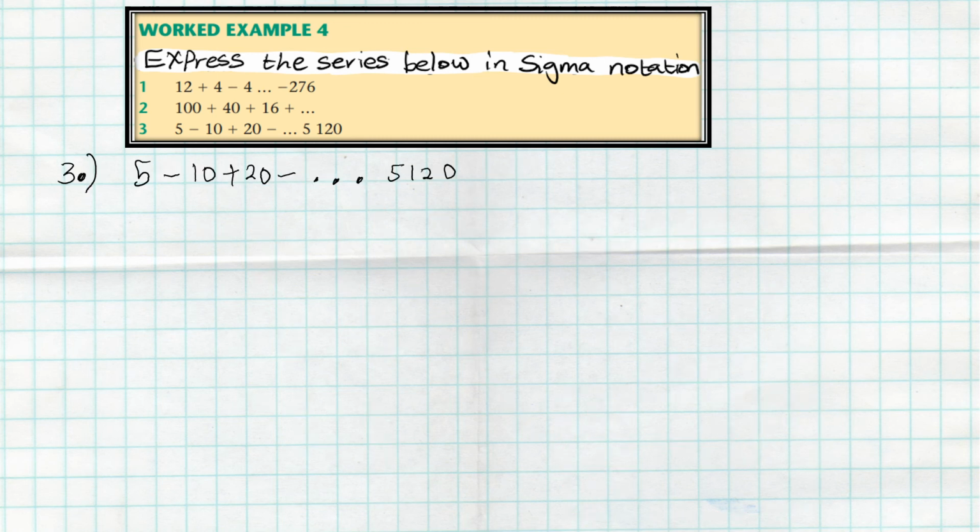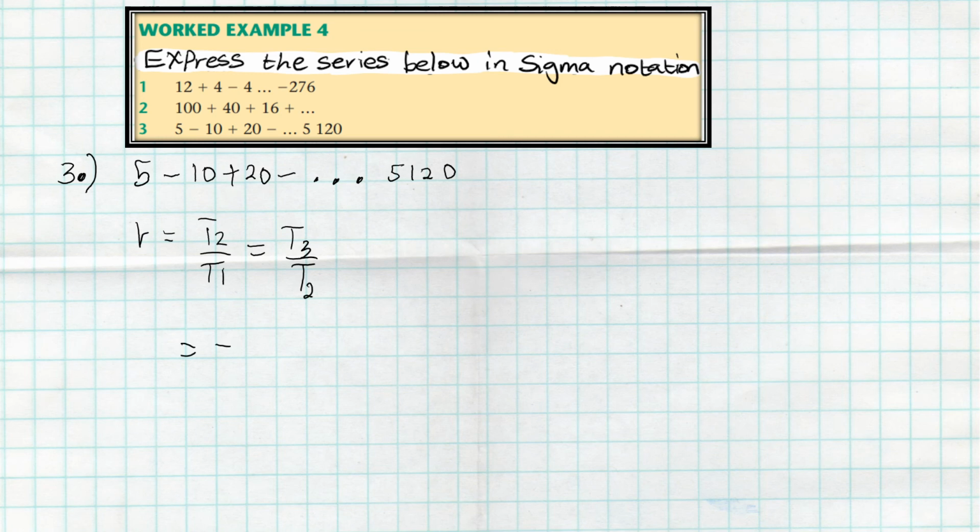Okay, let's look at example number 3. Question 3: we are expressing this series in sigma notation. We must identify if this is geometric or arithmetic. Let's calculate the common ratio and see if we can get one. If we can't get a common ratio, we'll just calculate the common difference and see from there.